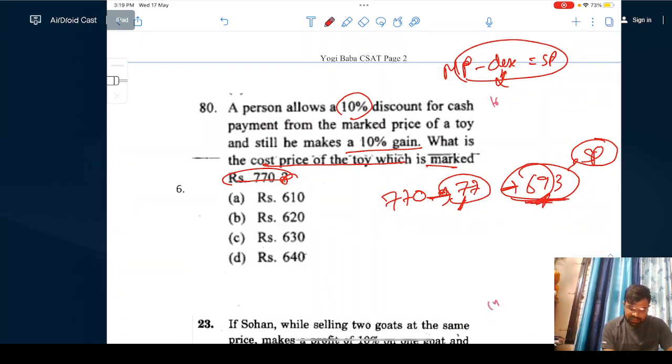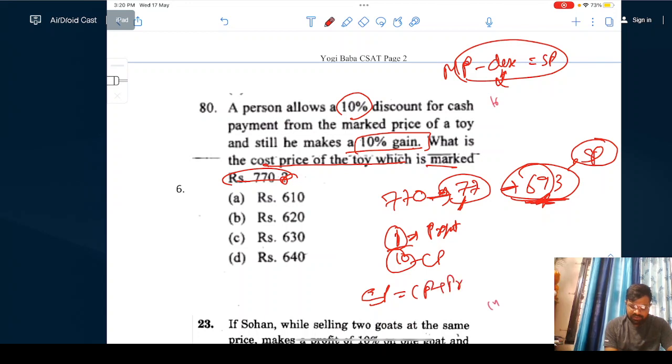Now on this 693, he is making a gain of 10%. What do you mean by 10%? 10% means 1 by 10. In this, this is SP, this is CP, and this is profit. SP is equal to CP plus profit. So if you want to change the base here, it will become 1 by 11 for SP. Now this 11 represents 693.